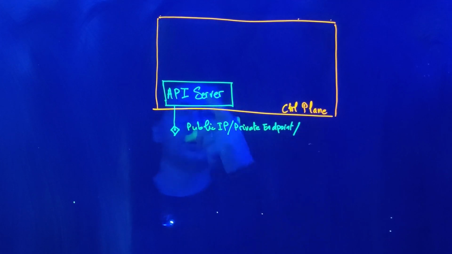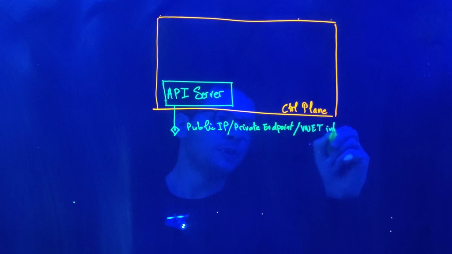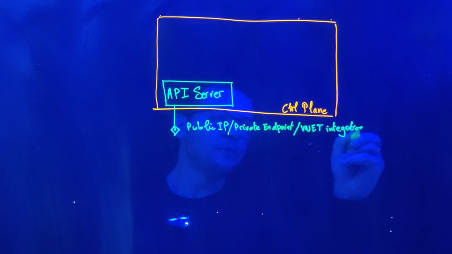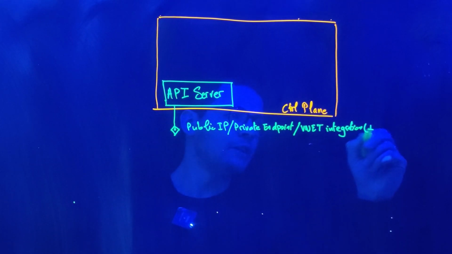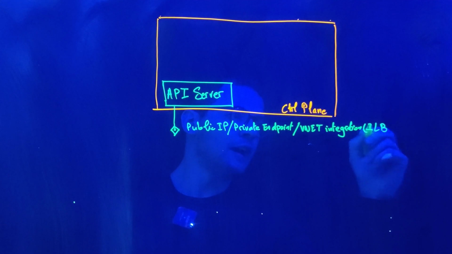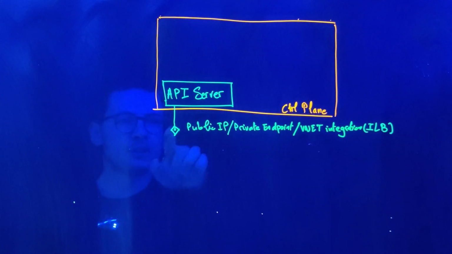Or it could be also exposed privately, but using the VNet integration. This is a new feature in AKS. With that VNet integration, it would have an internal load balancer, ILB, that will expose this endpoint to access that API server. And as we'll see later, this endpoint will be used either by the worker nodes and also by the cluster administrator who will need to access through this exposed endpoint.